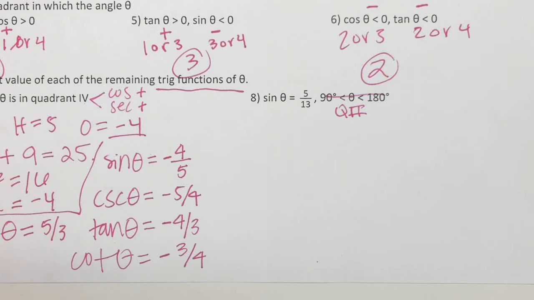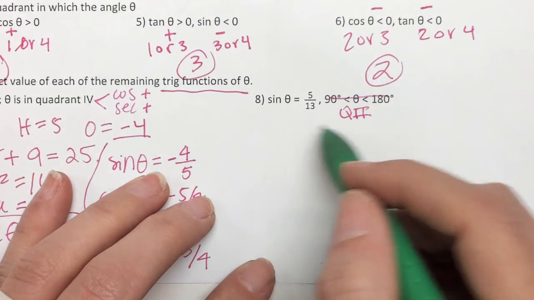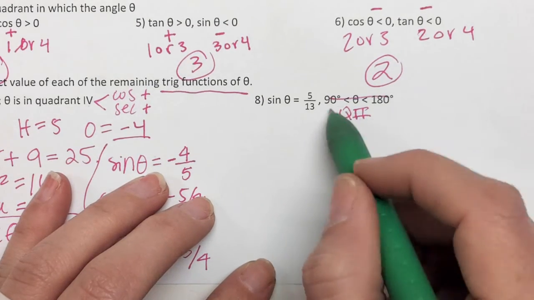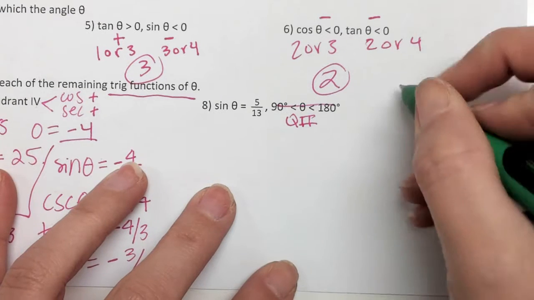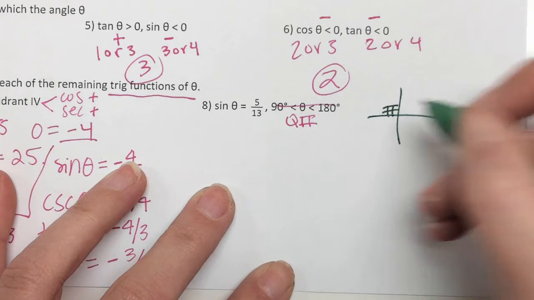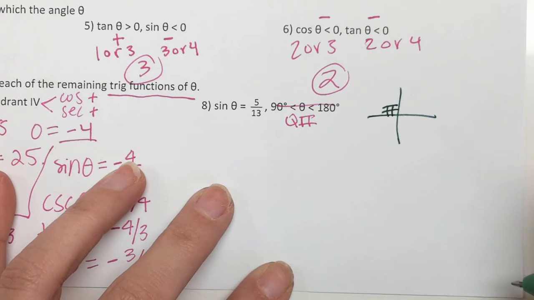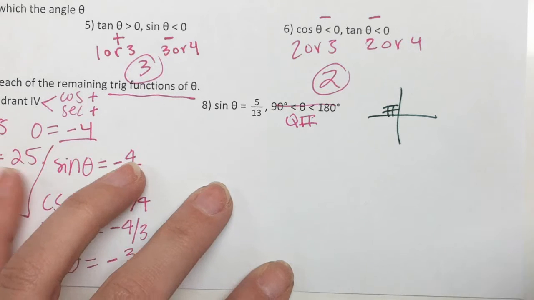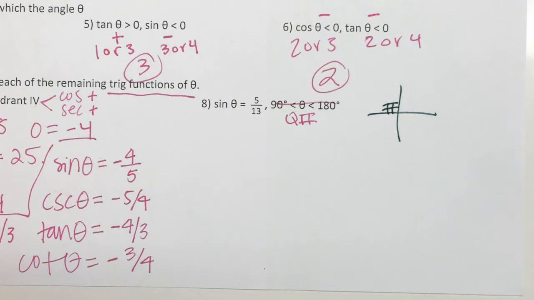Alright, we are finding the 6, or actually 5 remaining trig functions of theta. We figured out this was in quadrant 2 because that's where 90 and 180 are. In quadrant 2, what trig functions are positive? Sine and what? Good, it's sine's boyfriend. You can remember that by All Students Take Calculus. So this is sine and cosecant.